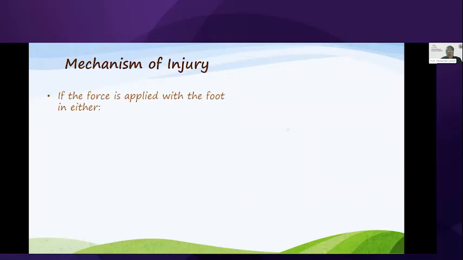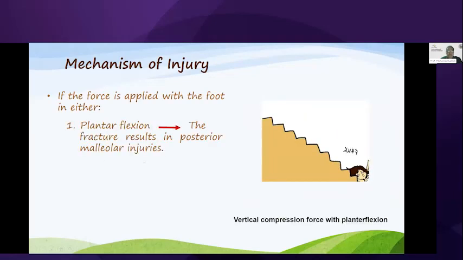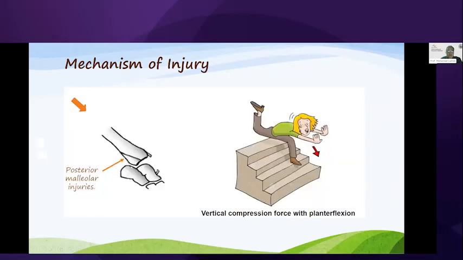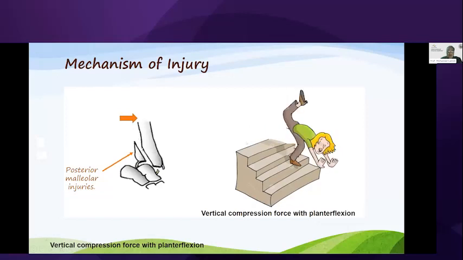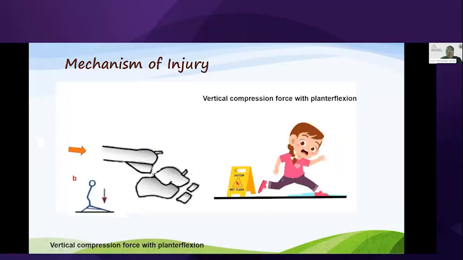If the force is applied with the foot in plantar flexion, like this injury, it results in posterior malleolar injury. This mechanism of injury leads to fracture of the posterior malleolus. With continuation of this injury, and this is the X-ray of the posterior malleolar injury. Another mechanism of trauma, like slipping on a wet floor, also leads to posterior malleolar injury because there's a vertical compression force with plantar flexion.